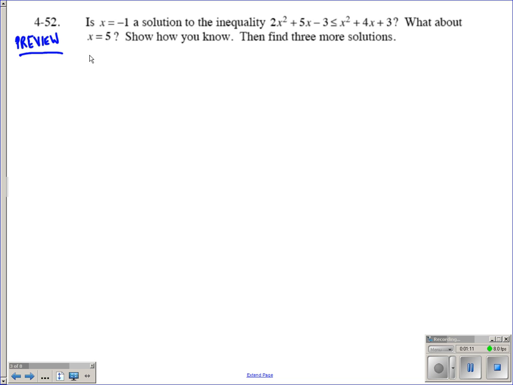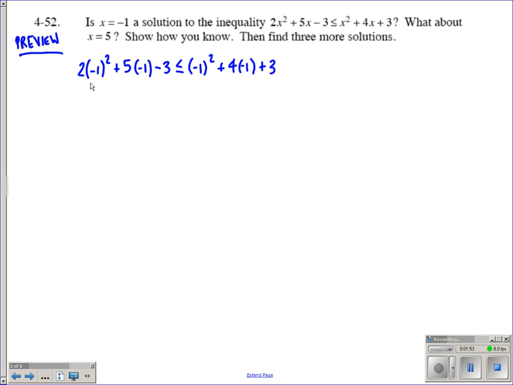Is x equals -1 a solution? So I'm going to take my inequality here and I'm going to plug in the -1 and we're going to see what our values are. So 2 times -1 squared plus 5 times -1, and then we have -3 is less than or equal to -1 squared plus 4 times -1 plus 3. Make sure you're careful. Even I make mistakes sometimes when I'm copying things down. So I do believe that all looks like I've got it copied right. I didn't alter any signs or do anything like that.